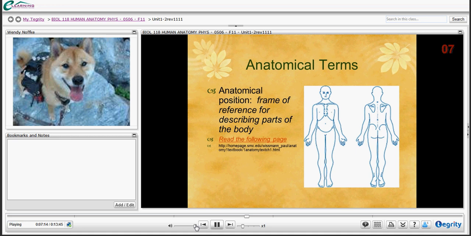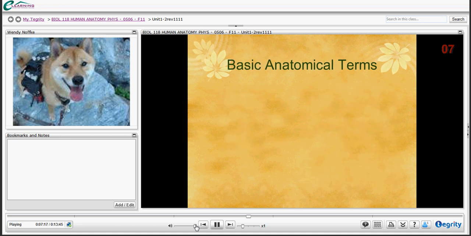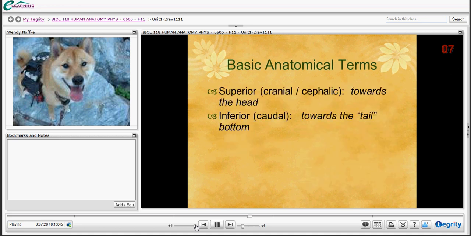So you will also find this link available in the additional materials so that you can view this again outside of class if you would like.